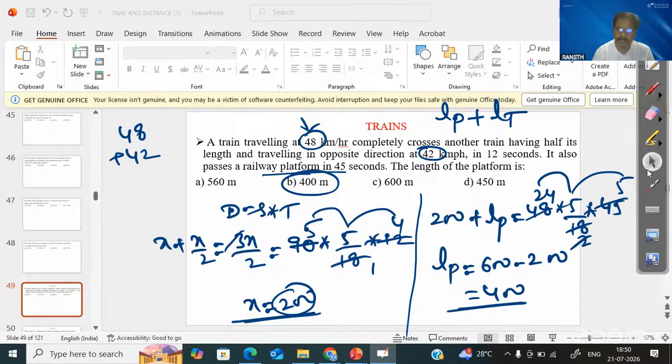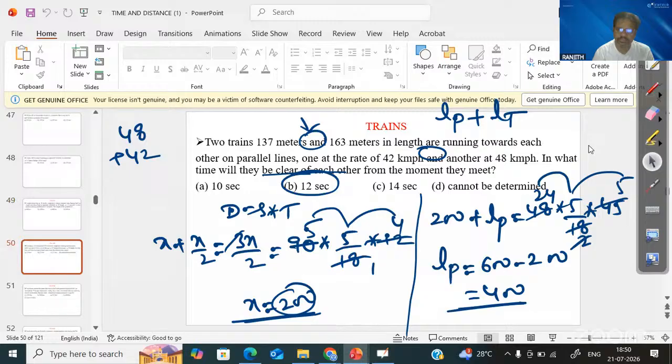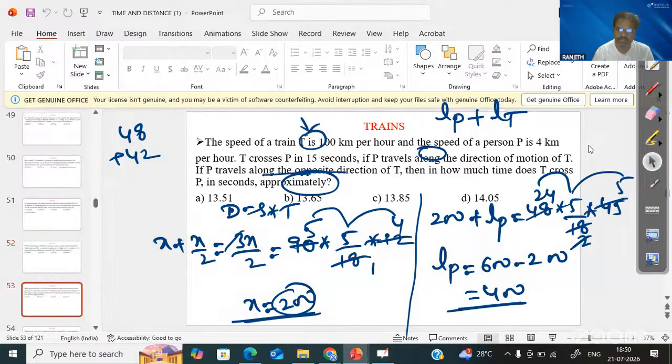Next. So what is the answer for this one?